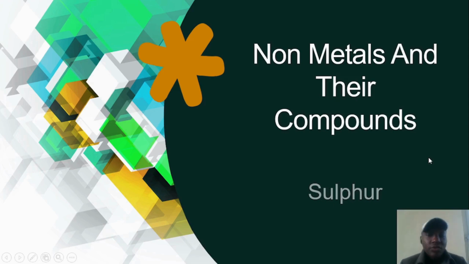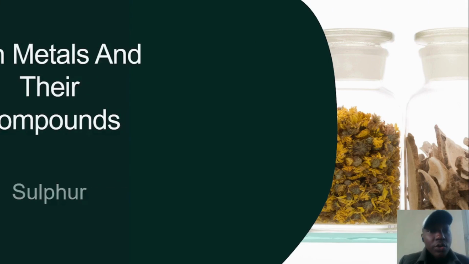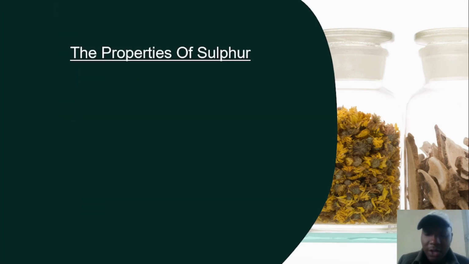Our chapter is non-metals and their compounds. We're discussing sulfur. In a previous session, we covered the occurrence of sulfur and how it can be prepared. So in this session, we'll move on to the properties of sulfur.